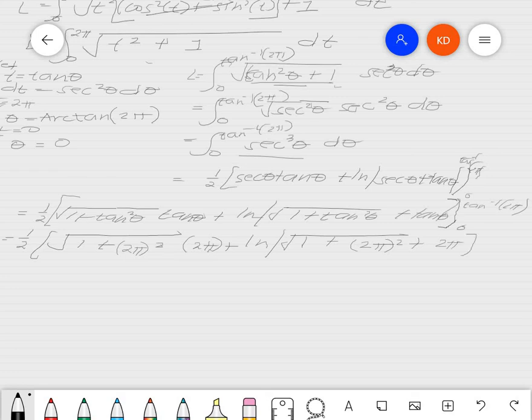Then we will have, this is 0. When we substitute 0, tan 0 is 0, and then we will have here ln of 1, which is 0. So this is tan 0 squared, this is 0, then we have ln square root of 1, that's still 0. Try to input this in your calculator, you will get 21.256. That's the length of this parametric curve, in units.